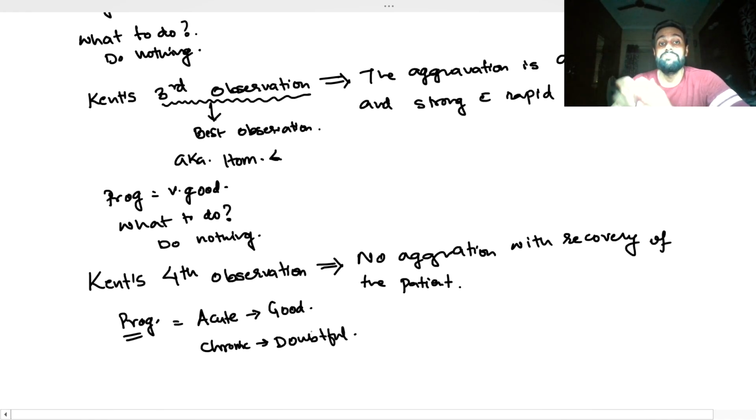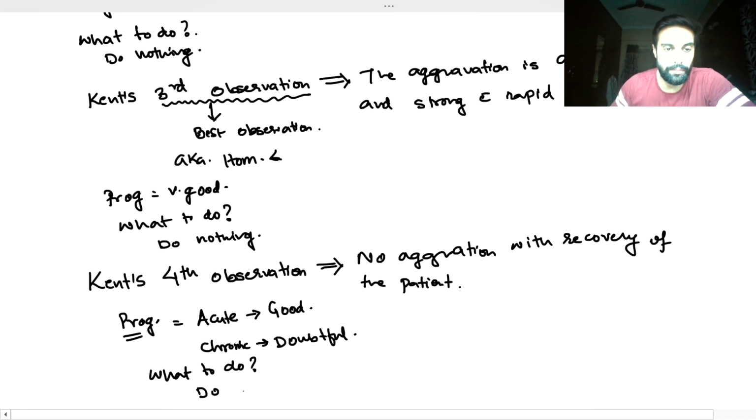Okay, because we believe that homeopathy aggravation is a good thing. And if there is any homeopathy aggravation, then you can be sure that the medicine prescribed was correct and it will act properly and it will cure the disease. So if you are having no aggravation, then in acute cases the prognosis is good, but in case of chronic one, it is doubtful. And what to do? Do nothing. So that was Kent's fourth observation.